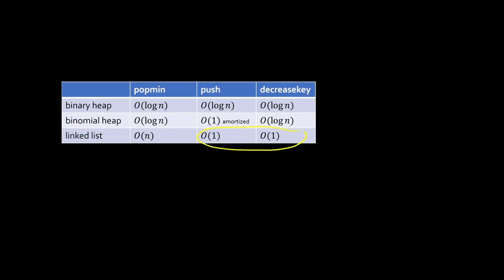This implementation had extremely fast push and decrease key. All that those operations did was they placed the new item, or they decreased the key of an item. They didn't maintain any structure at all in the rest of the list, and this meant that these two operations could be extremely fast. The downside, of course, is that popmin had to do lots of work. It's got nothing at all to help it find the next smallest item.